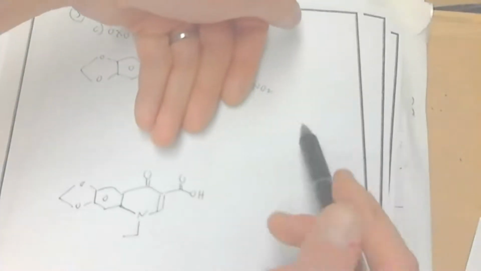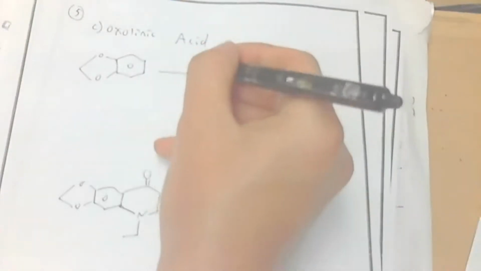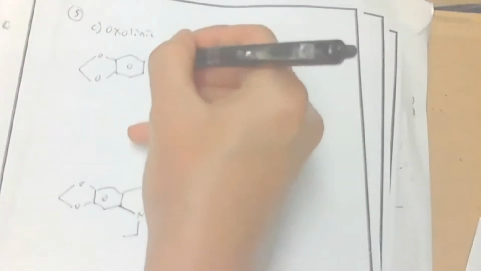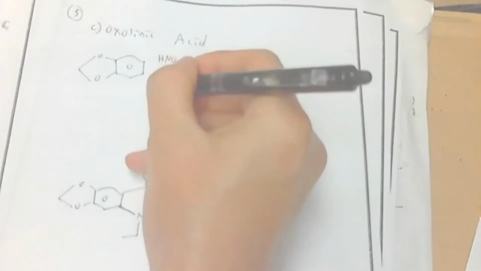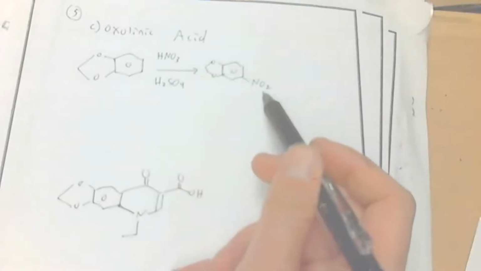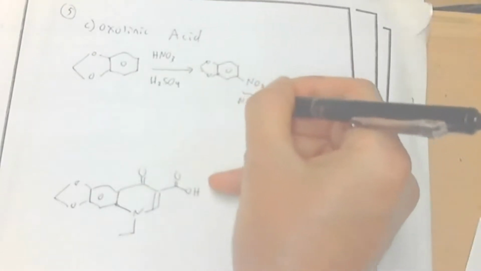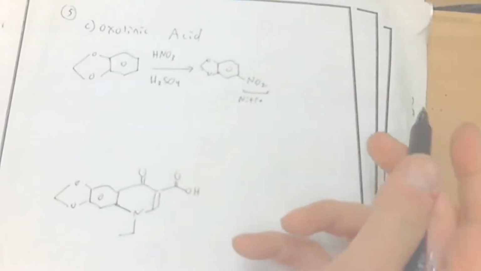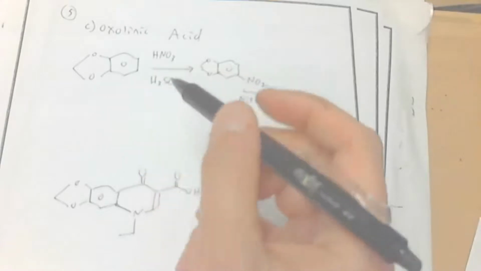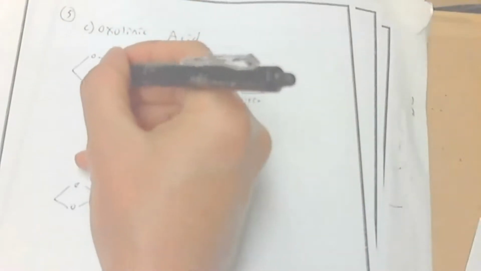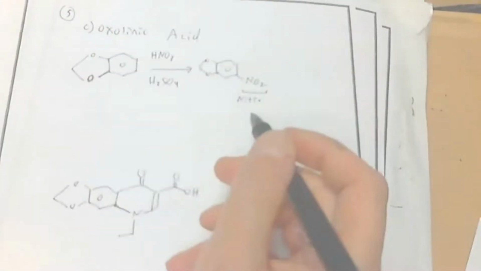It's something like that, right? It's HNO3, H2SO4. Okay. This is aromatic nitration. That's a nitro group, right? Nitro group. Okay. And this is just reviewing your organic chemistry of aromatic rings a little bit.